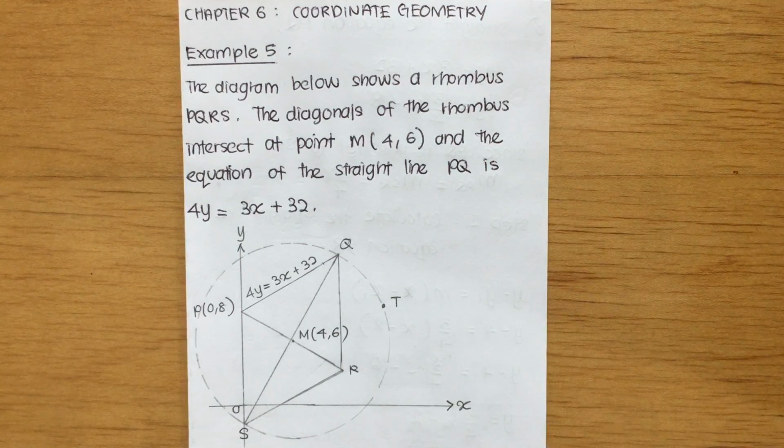Now I'll be discussing Form 4 Additional Mathematics, Chapter 6 Coordinate Geometry, Long Question Example 5. By the way, this will be the last long question I'll be discussing for Chapter 6 Coordinate Geometry for now. In the future, I'll probably go through this question again.